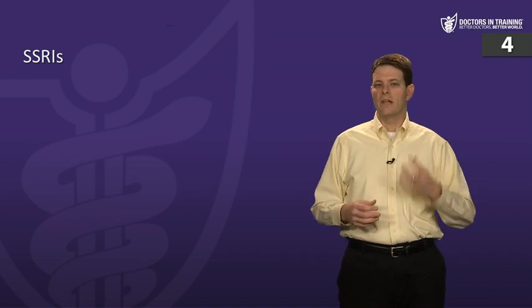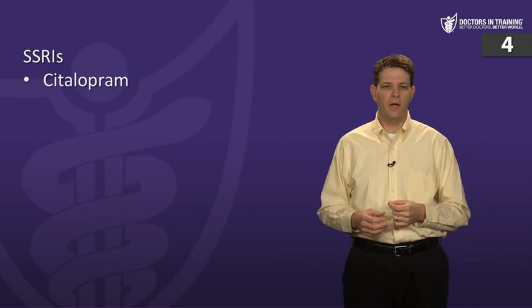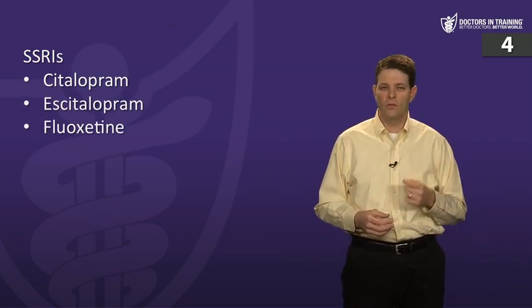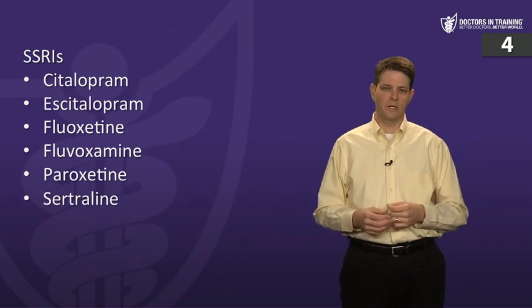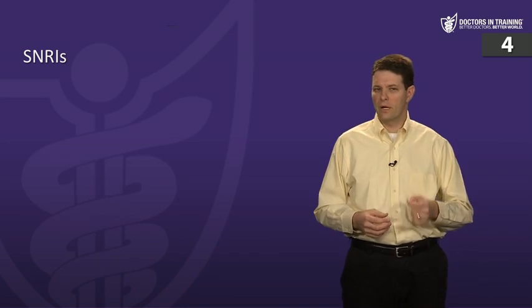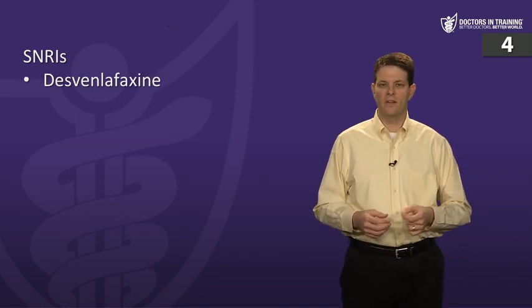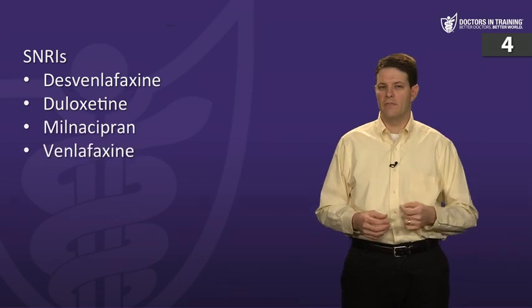All right, the selective serotonin reuptake inhibitors, or SSRIs, include citalopram, escitalopram, fluoxetine, fluvoxamine, paroxetine, and sertraline. The SNRIs are serotonin norepinephrine reuptake inhibitors, and these include desvenlafaxine, duloxetine, milnacipran, and venlafaxine.